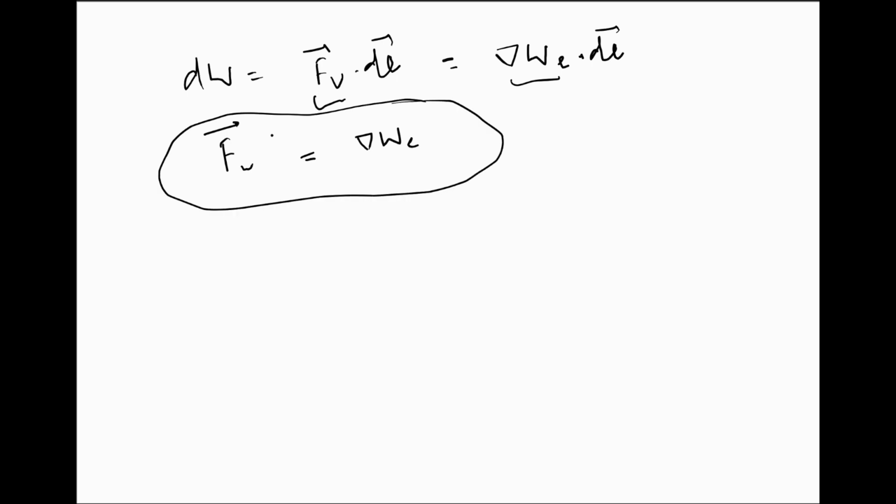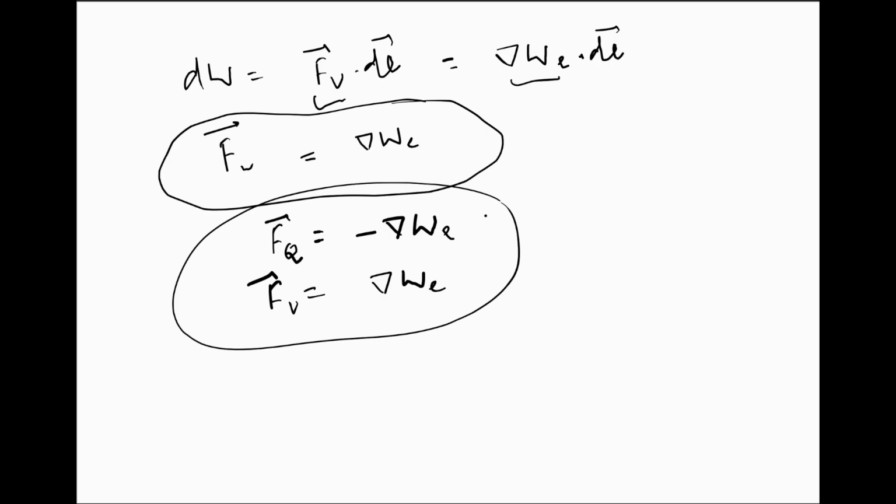So you might be wondering, by comparing these two equations, that when the charges are kept constant we have this equation, minus ∇W_e, and when voltages are kept constant, then we have this equation, ∇W_e. So is the force going to have opposite direction? Practically, the force will have the same direction, either we use this equation or this equation.